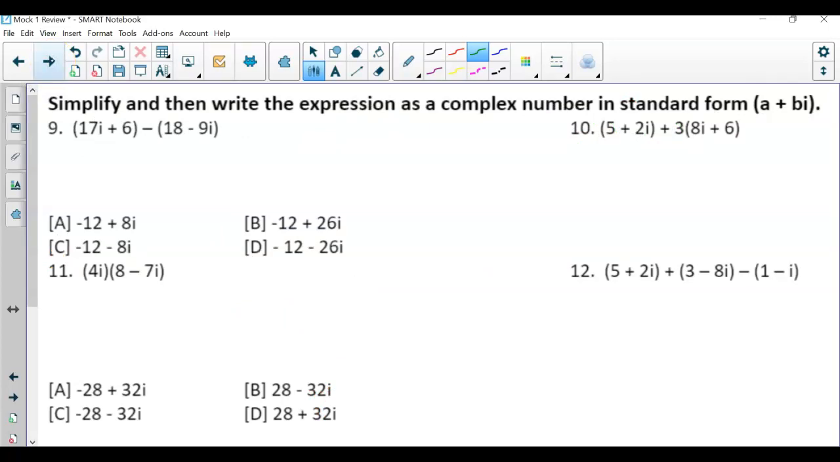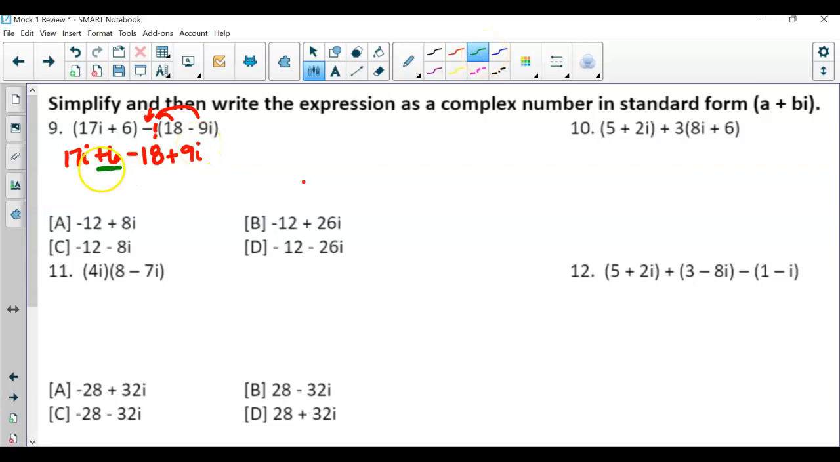Then question number 9, focus on the operation. Notice how we are subtracting, but remember when subtracting, you do need to distribute that -1 before you start combining like terms. I'm going to bring down my 17i plus 6. Now positive 18i, positive 18 is now negative 18. And negative 9i is now positive 9i. Now combine the like terms.